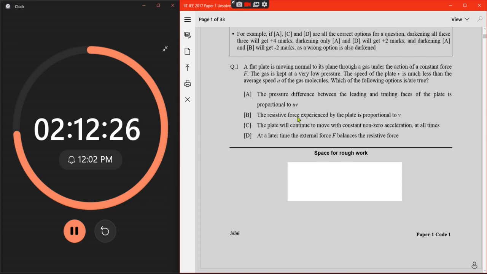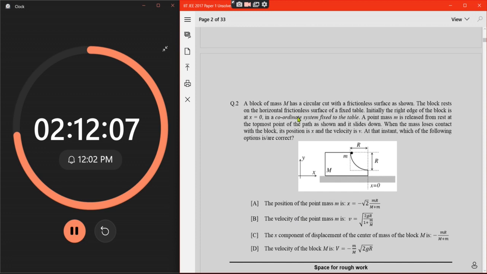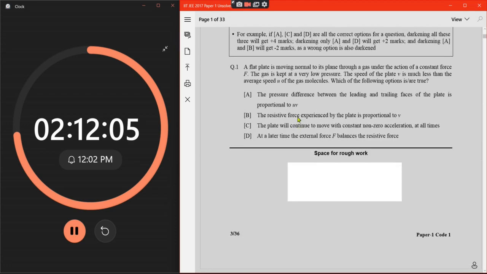Okay. Viscosity अपने को लेनी है क्या? Resistive force experienced by the plate is proportional to V. I guess yeah. Viscosity अपने को देखनी पड़ेगी ना. Yes, we should. This is some weird fluid mechanics. I don't know इसमें कैसे करता हूँ. Okay, whatever. It's just as if like अपन Stokes law just apply करें.